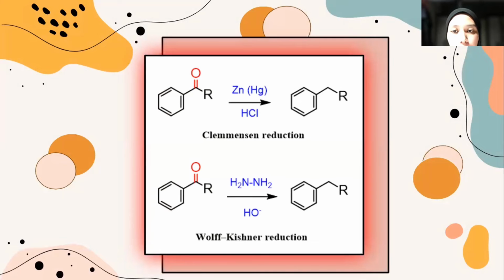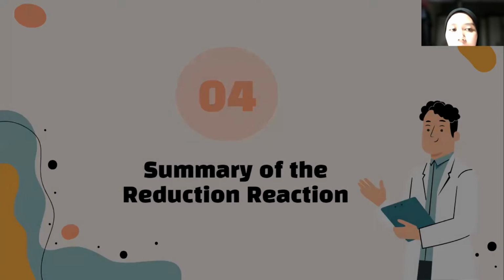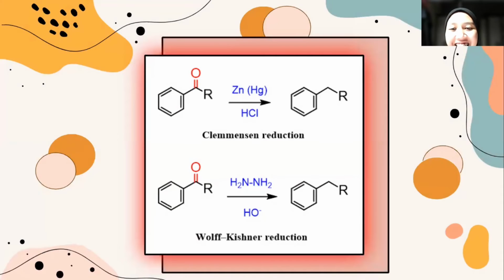As you can see, they produce the same product, but for Clemmensen reduction, we use zinc amalgam and HCl, and for the Wolff-Kishner reduction, we use hydrazine and potassium hydroxide. The difference between these two is that Clemmensen is for acidic conditions, while Wolff-Kishner is for basic conditions.